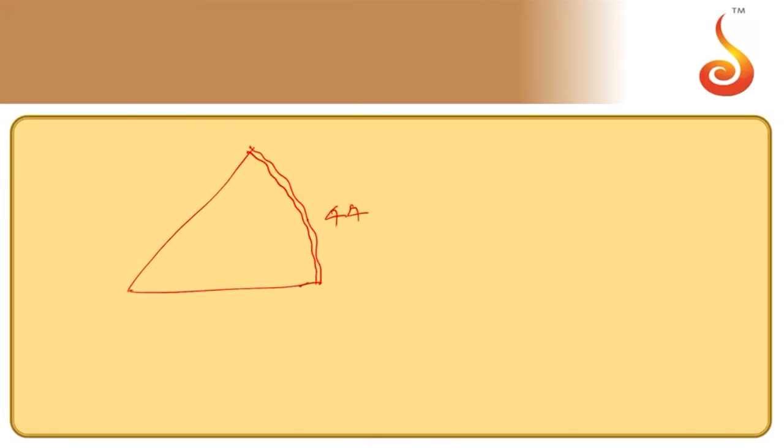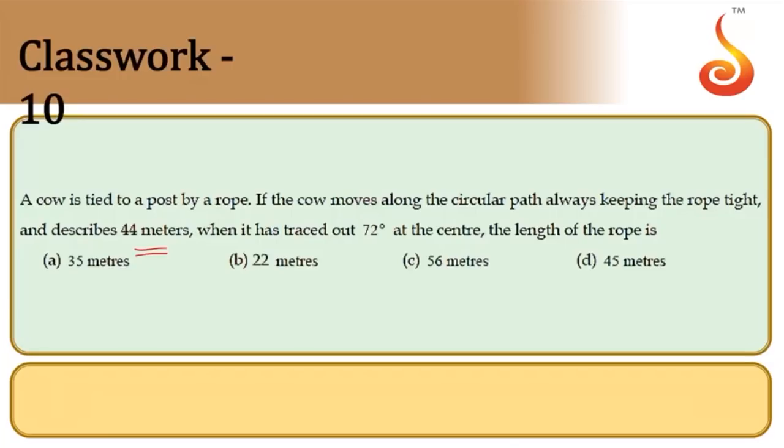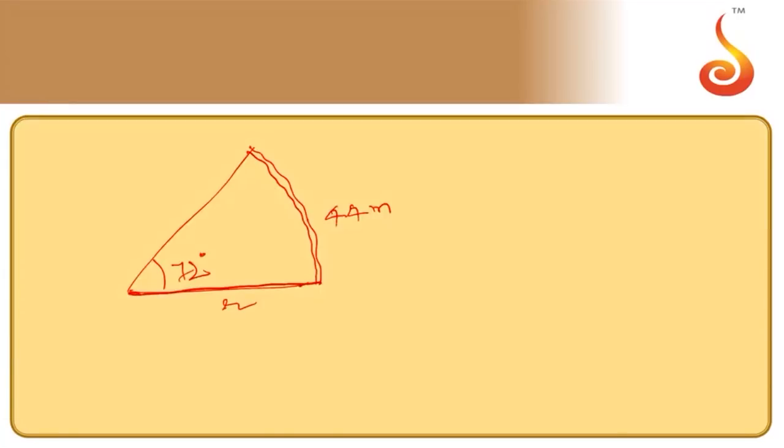The arc is of length 44 meters and the radius is r, and this angle is given to you as 72 degrees. So this angle is 72 degrees and the arc length described is 44, and the length of the rope is the required answer. Now how do you get this? The rope is nothing but the radius, since the cow has tightened it. We know L is equal to r theta. So r is equal to L divided by theta, that is 44 divided by 72 degrees.